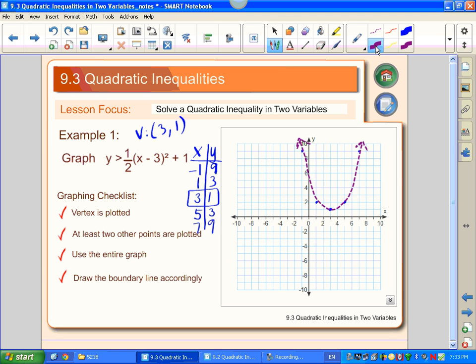Now we're going to have to shade, and it says greater than this parabola. So I need to have points that are inside the parabola, in here, which is above my curve. And my answer would look like this.